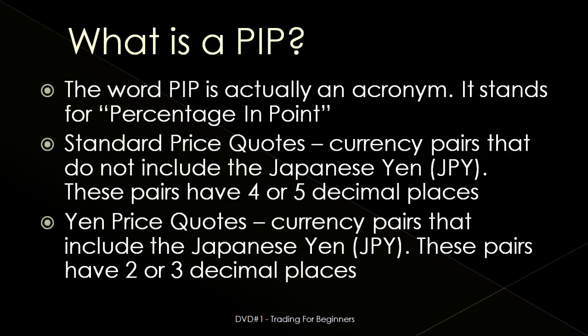The word pip is an acronym. It stands for percentage in point. The standard price quotes, that is currency pairs that do not include the Japanese yen, have 4 or 5 decimal places. On the other hand, the yen price quotes, these are currency pairs that do include the Japanese yen, have 2 or 3 decimal places. The 4 or 5 decimal places for the standard price quotes and the 2 or 3 decimal places for the yen price quotes usually depends on the broker. Okay, let's take a closer look at standard price quotes and yen price quotes.